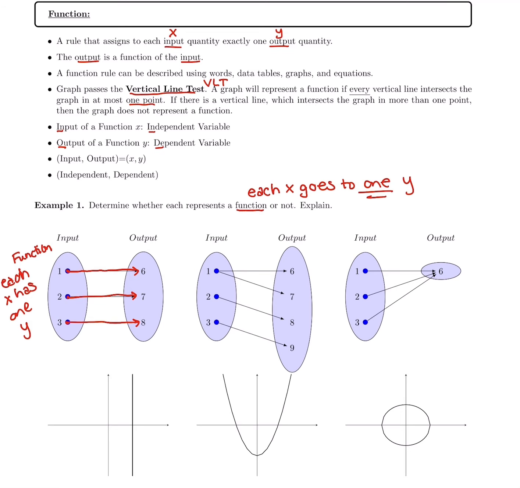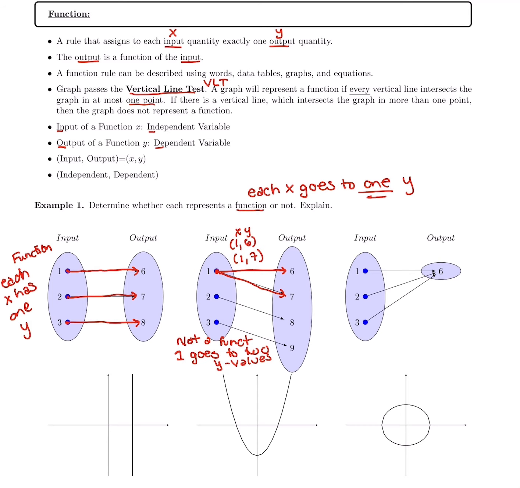If we look at the next representation, our first x value is 1. 1 goes to 6, and 1 goes to 7. This is automatically not a function. 1 goes to 2 y values. Each x has to go to exactly one y. So the fact that there's the 16 and 17 on this shows you that x value 1 is going to 2 separate y values, so it's definitely not a function.